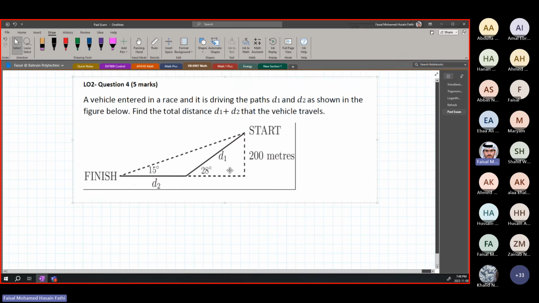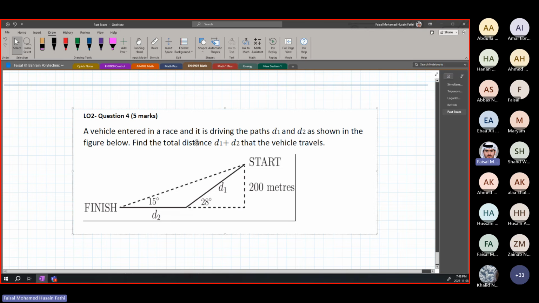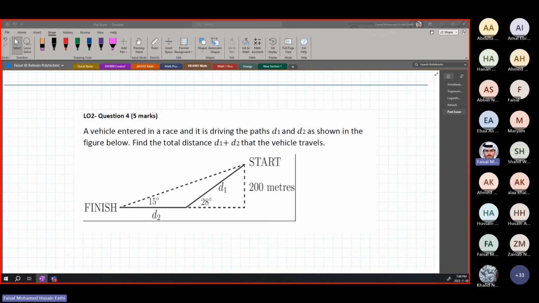A vehicle entered in a race and it is driving the paths D1 and D2 as shown in the figure below. Find the total distance D1 plus D2 that the vehicle travels. So what does that mean? We have D1 and D2, the path it ran from the start and then to the finish. And they gave us all the required angles. What do we need to find? D1 plus D2. Now we can solve this very easily.